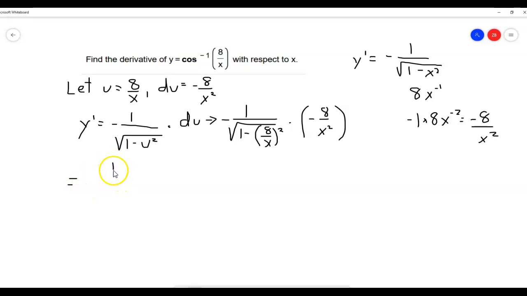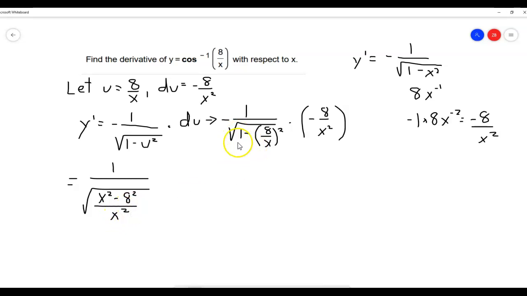So I'm going to have 1 over, on the bottom here, 8 squared over x squared. I'm going to make this 1 into an x squared over x squared so I can have a common denominator. This will give me x squared minus 8 squared all over x squared, right?